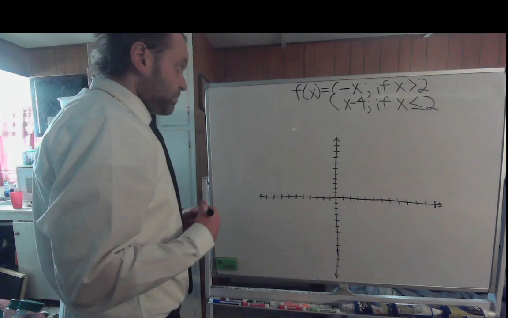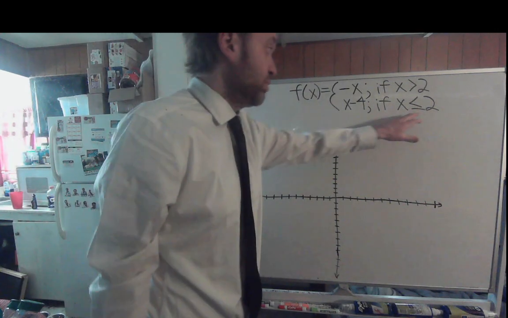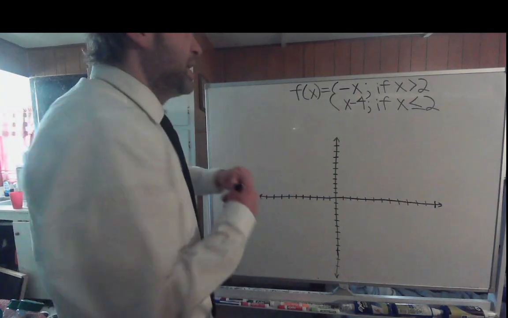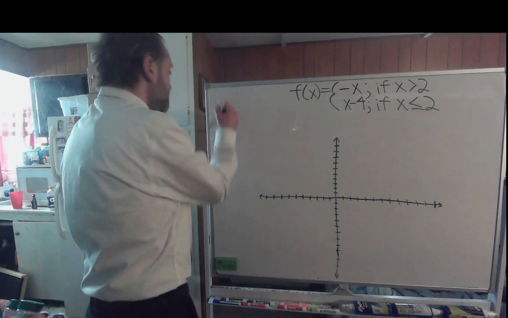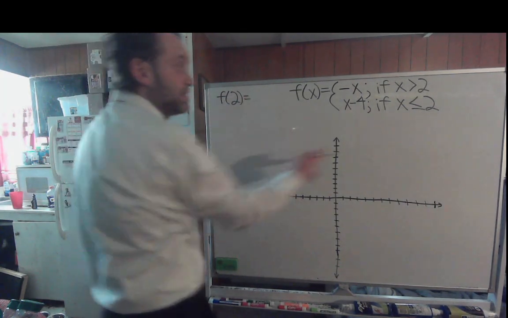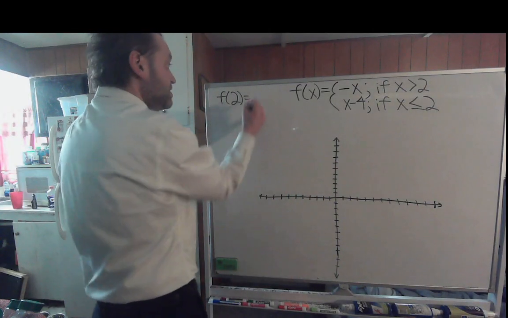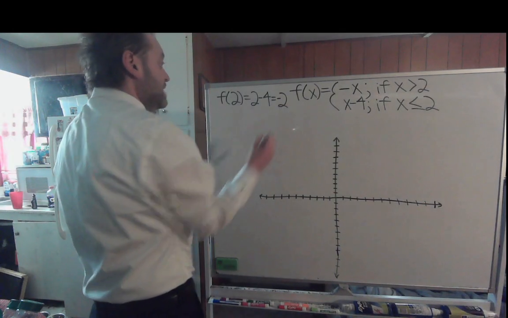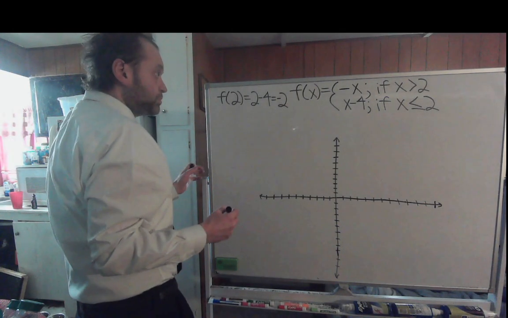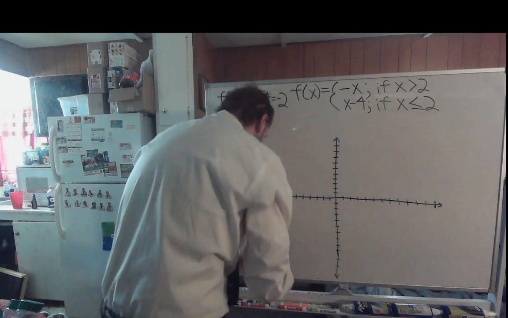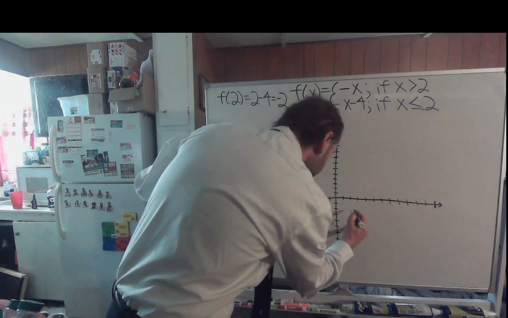So let's start with the less than or equal to 2. Why don't we do 2 itself, right? If I want to put in f of 2, well, f of 2 is only defined if x is less than or equal to 2. Well, that'd be equal to 2 minus 4, which would be -2. So (2, -2) would actually be a point on the graph then.